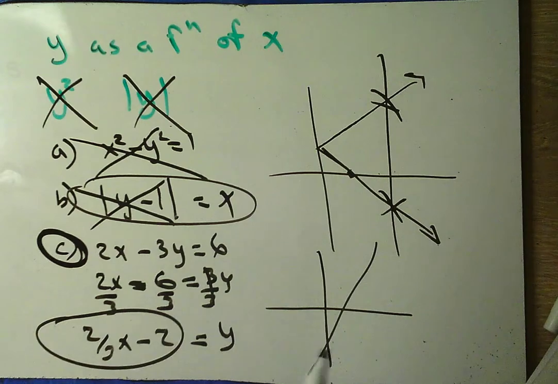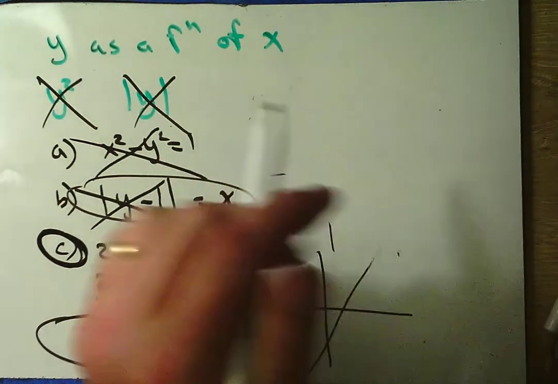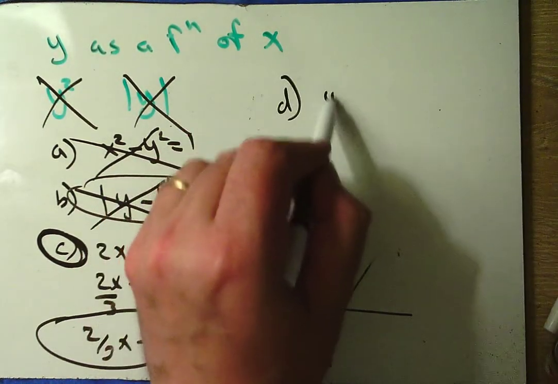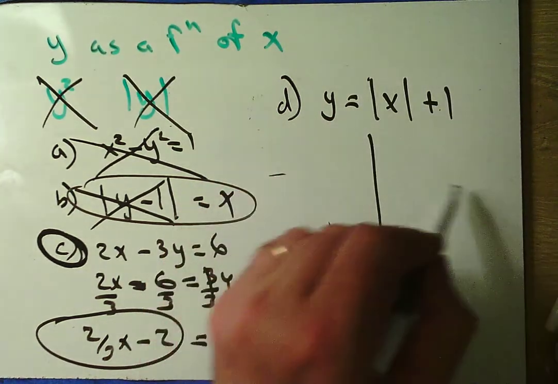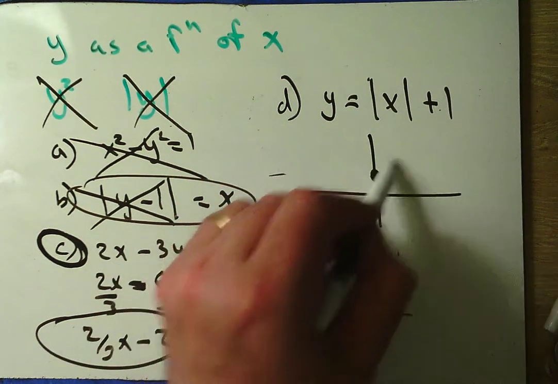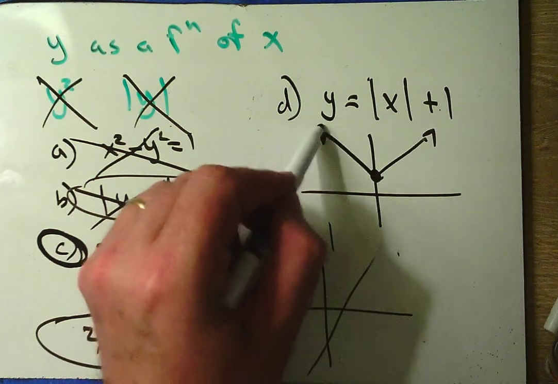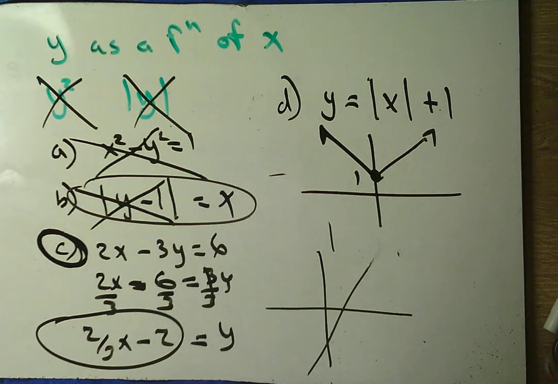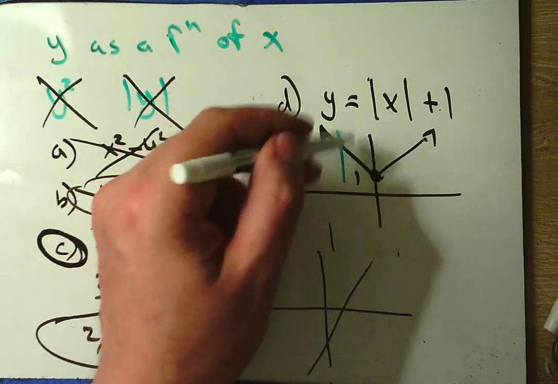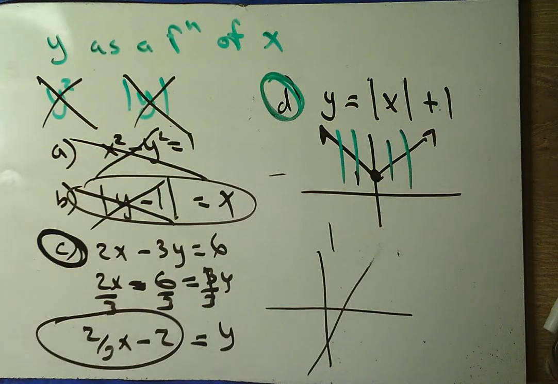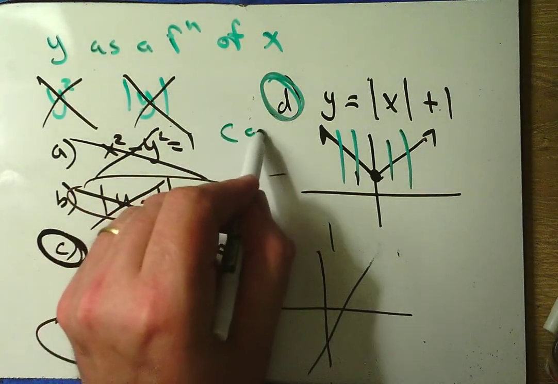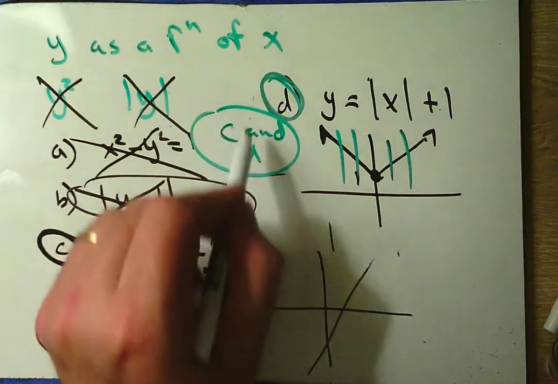What about D? Well, D is another absolute value, but this time it's y equals absolute value of x plus 1. Well, we know what that looks like. It looks like our absolute value graph shifted up 1. Does this pass the vertical line test? Sure it does. So D works as well. My answer for number 4 is going to be C and D, both.